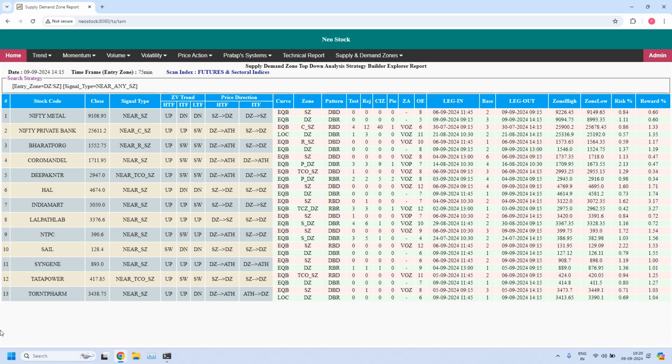13 stocks are filtered. Let's verify high liquidity supply zone. So it is already pierced. Bharat Forge is having a high liquidity 75 minutes supply zone, a fresh zone. You need to fine tune the zone up to 5 minutes time frame.